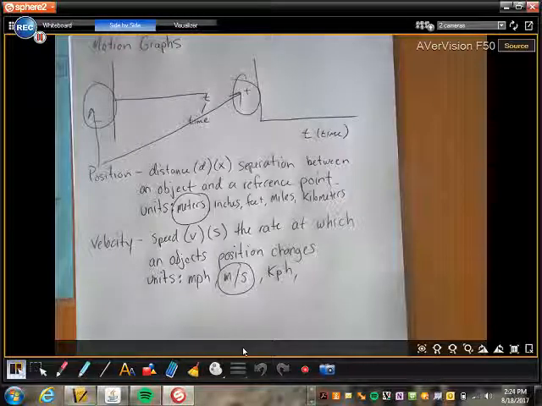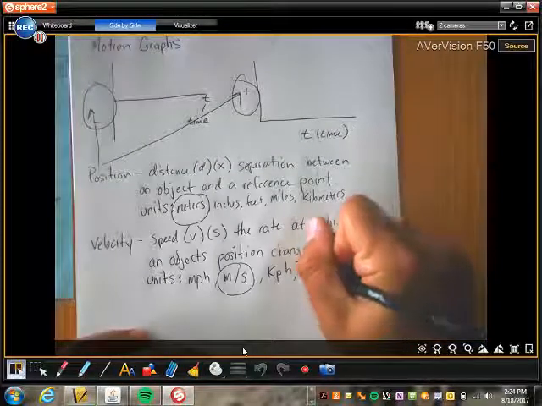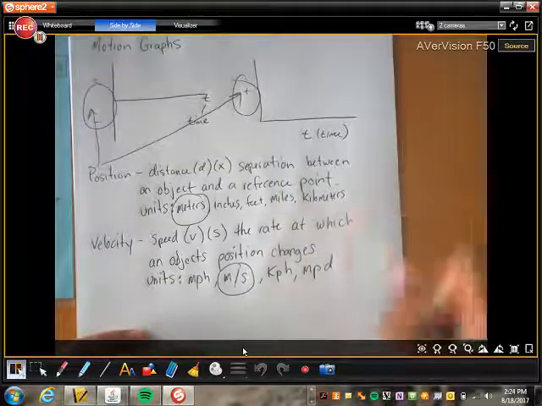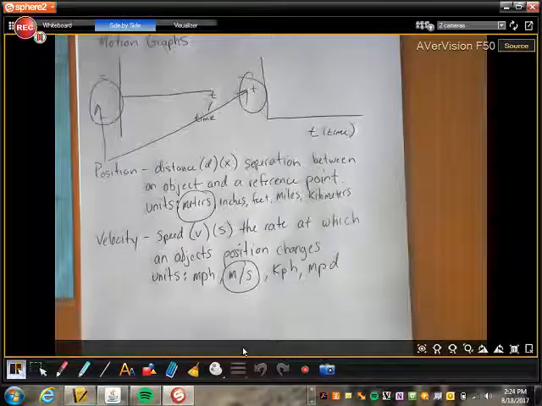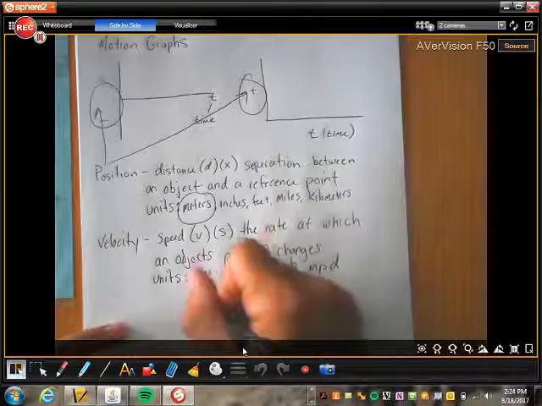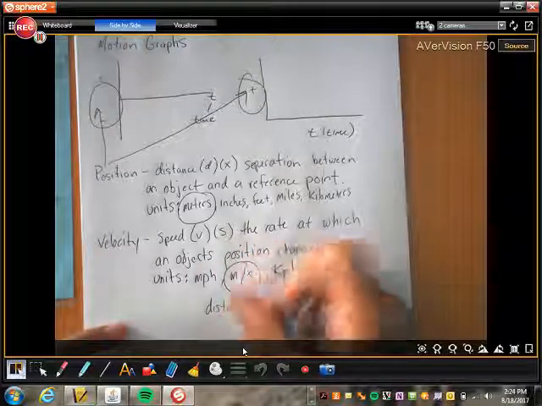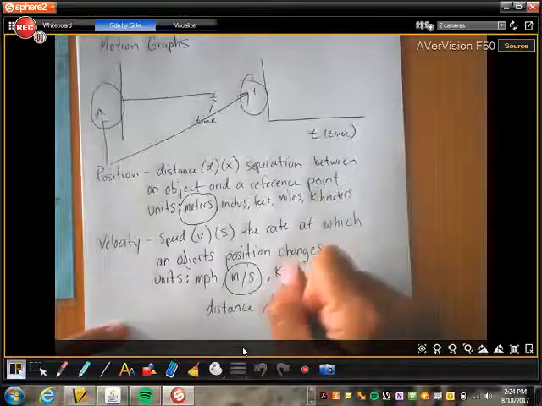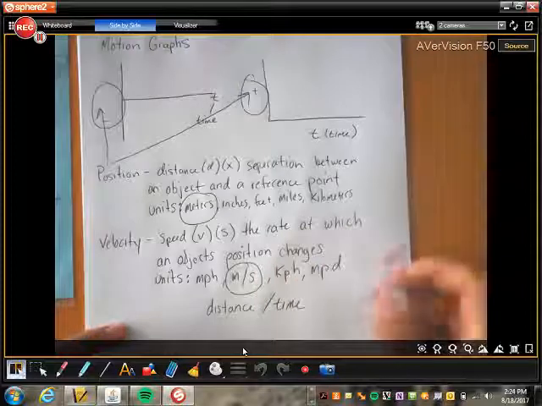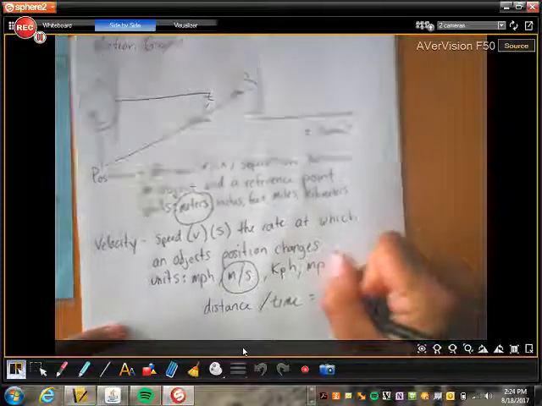What do you think MPD is? Miles per day? What are you kind of noticing here? It's going to be a distance over time. You guys just learned your first equation. Also Mach speed is a thing.